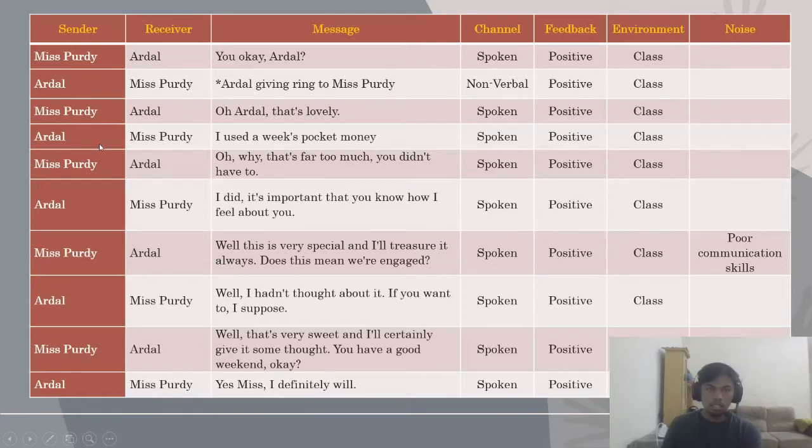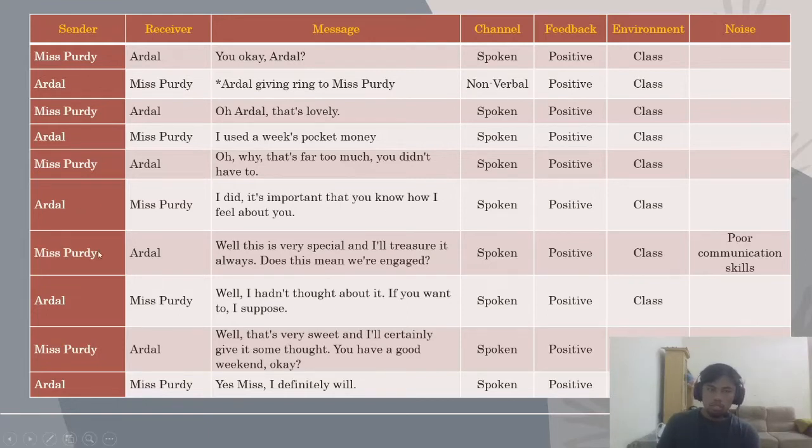Ardil then said, "I used a week's pocket money," which is spoken and has positive feedback. Then Miss Purdy said, "Oh why? That's far too much. You didn't have to." It is spoken and has positive feedback. And Ardil then said, "I did. It's important that you know how I feel about you." It is spoken and has positive feedback, which means Miss Purdy understands what Ardil is trying to say.